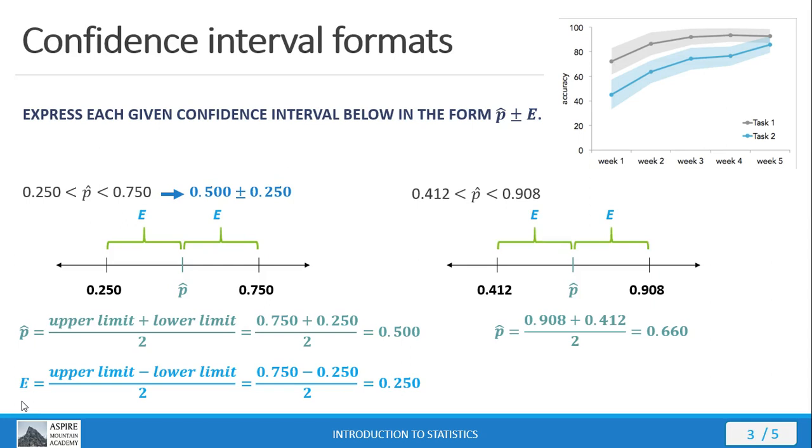The margin of error is equidistant from the center out to the edge on each side of my interval. And so to get that value, I'm simply going to find the range for my interval and then divide by 2. This gives me 0.248. Therefore, I can express this confidence interval as 0.66 plus or minus 0.248.